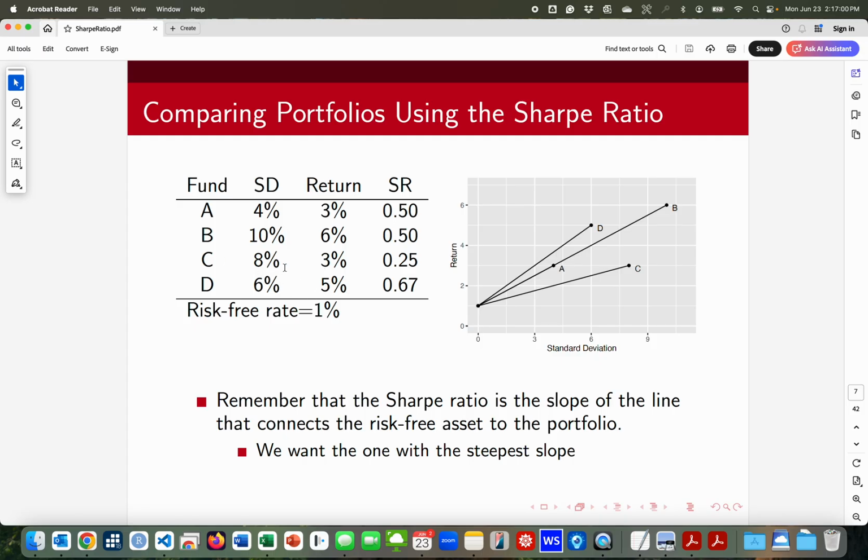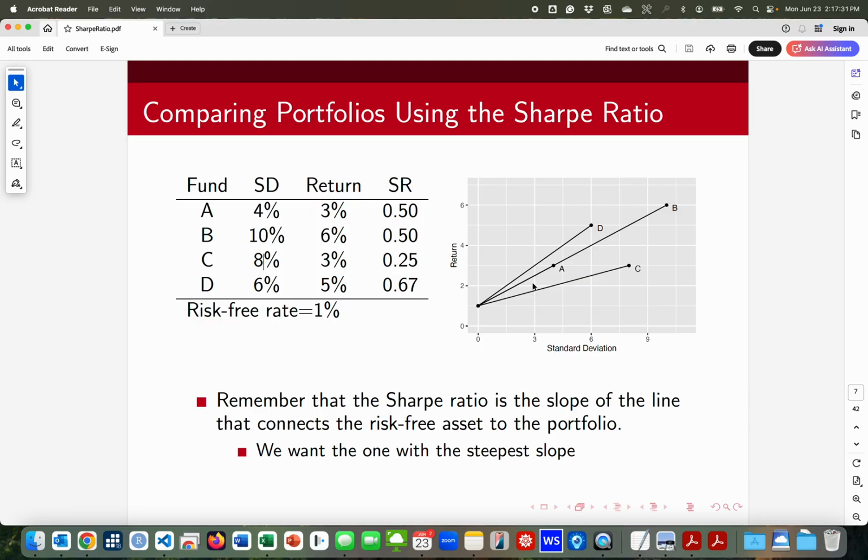Option D, the return there is 5%, so subtract the risk-free rate. That would be 5 minus 1 would be 4. 4 divided by 6 gives us the 0.67. So that gives us the high Sharpe ratio. And even though C, notice the return's the same as A, but notice how much higher the standard deviation is. And that's why we get this lower, this flatter slope.